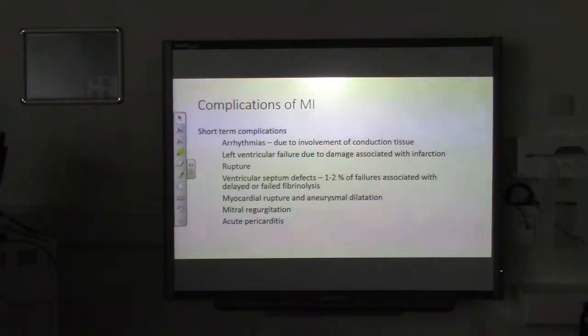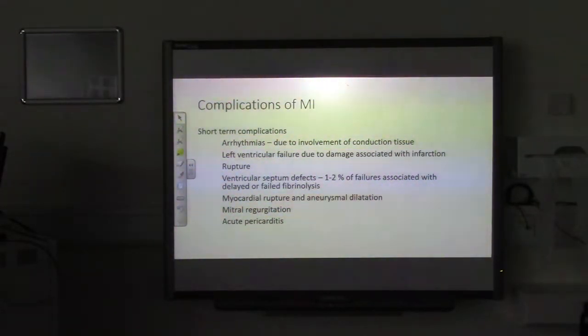Complications of MI: arrhythmias due to the involvement of conduction tissue. About 90% of patients who have an acute myocardial infarction develop some form of arrhythmia during or immediately after the event, and the incidence is much greater in ST-elevated myocardial infarction. There's also a chance of left ventricular failure due to the damage associated with the infarction. And if we think about the occlusion of the left anterior descending artery, then that is a major cause of infarct on the ventricle and thus failure.